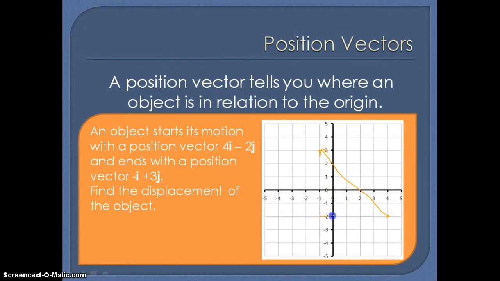So if we consider this as a triangle, we've moved a distance of 5 to the left, so that would actually be minus 5i, and we've moved a distance of 5 up, which would be positive 5j. So the displacement for the whole journey would be minus 5i plus 5j.